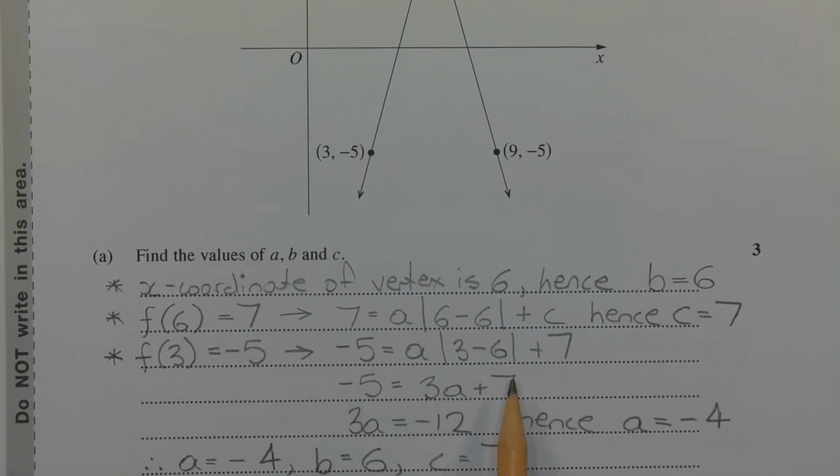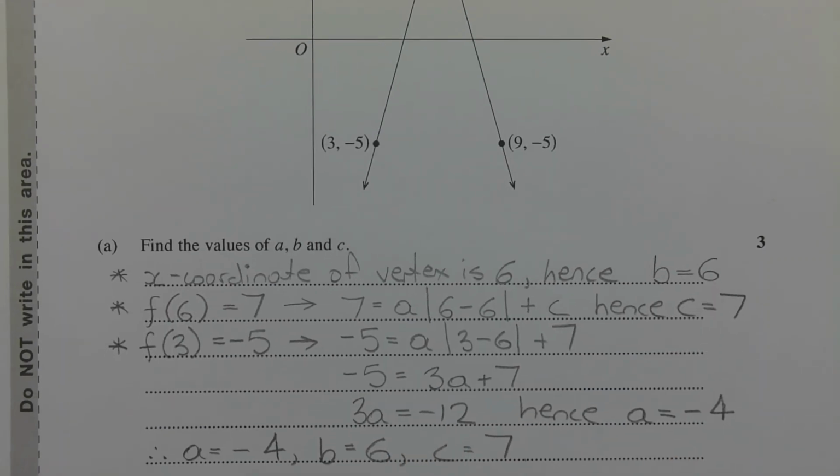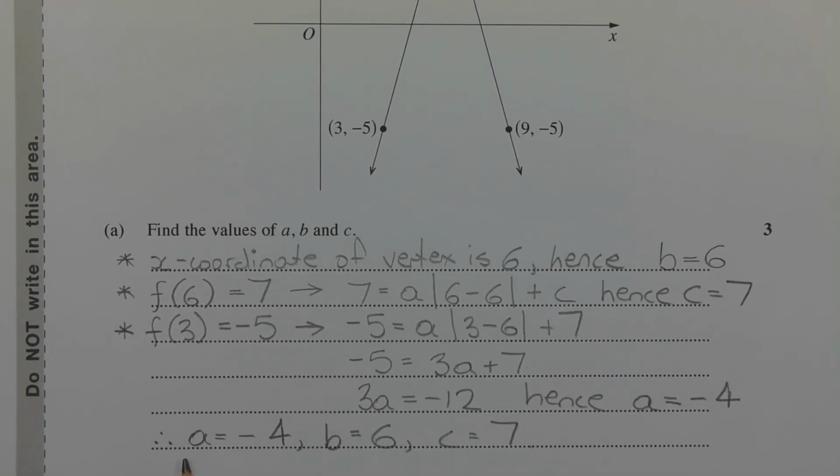Subtracting 7 from both sides to make 3a the subject, we get 3a is equal to -12, hence a is equal to -4. Therefore, a is equal to -4, b is equal to 6, and c is equal to 7.